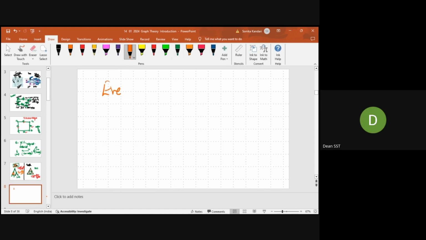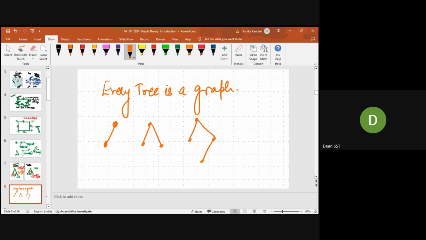So every tree is a graph. You may take a tree like this, or like this. There are different forms of trees depending upon its properties. You can have different types of trees.